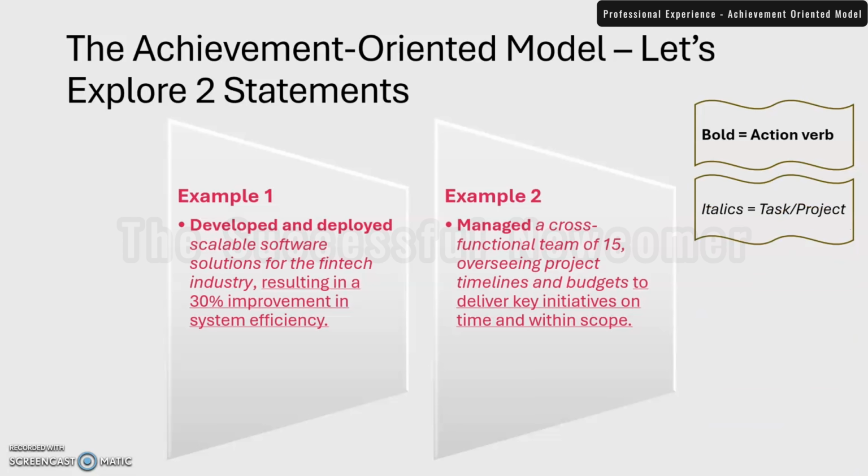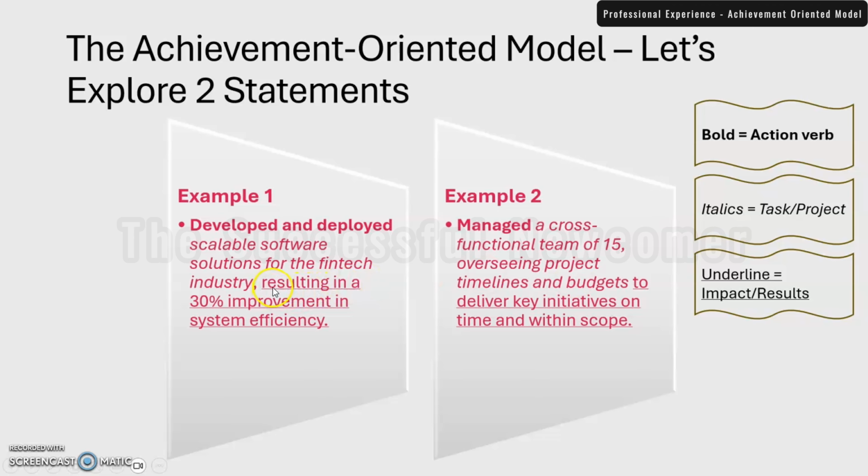The next part, the parts that are in italics, that's the part that represents the task or the project. So in this case now, scalable software solutions for the fintech industry. Also, in the second example, we talk about managing a cross-functional team of 15 to oversee project timelines and budgets. So that's like the task. And the parts that are underlined are the parts where the results are mentioned.